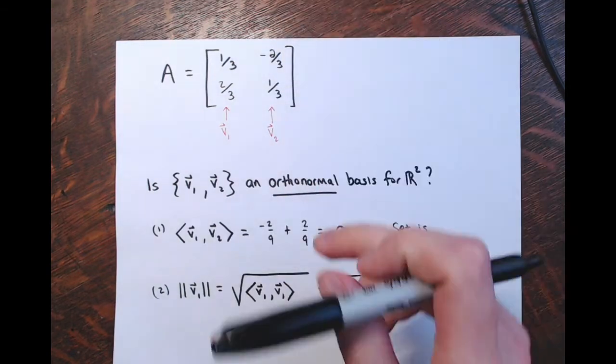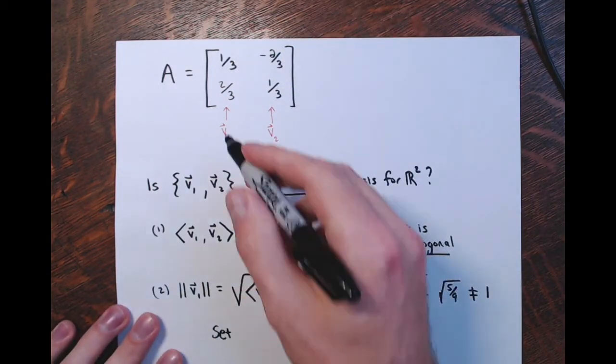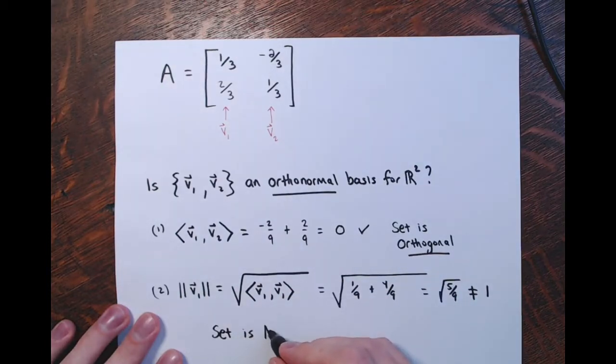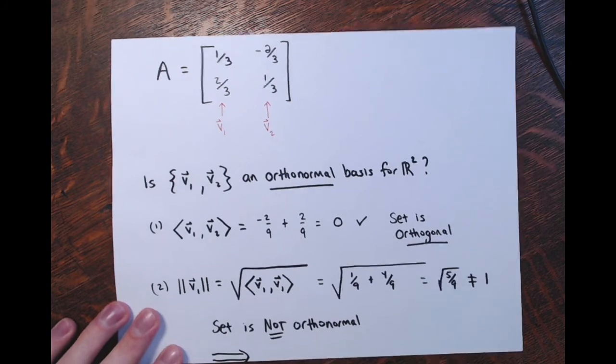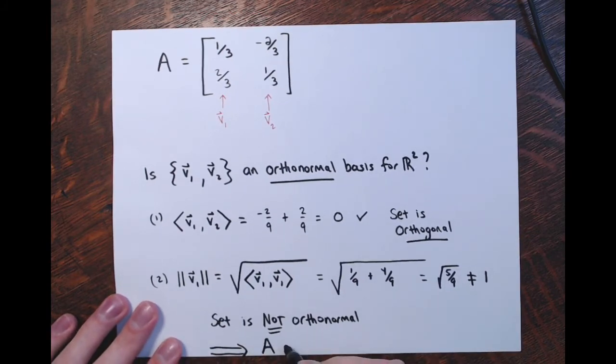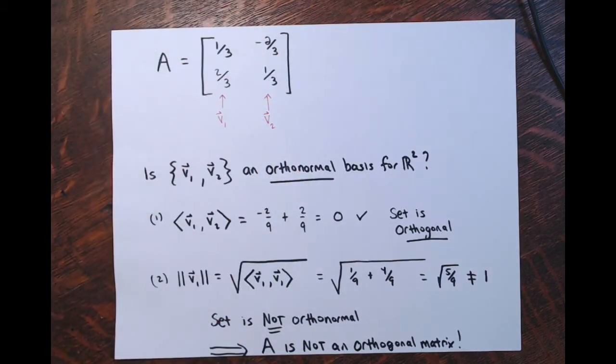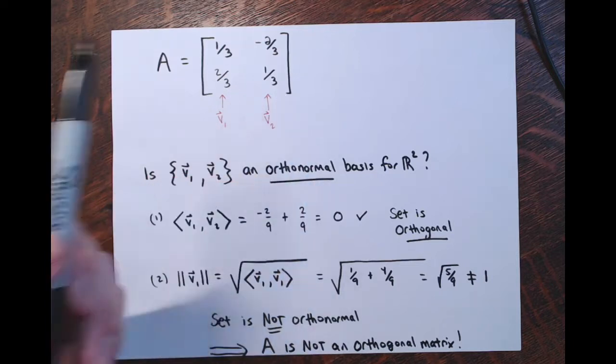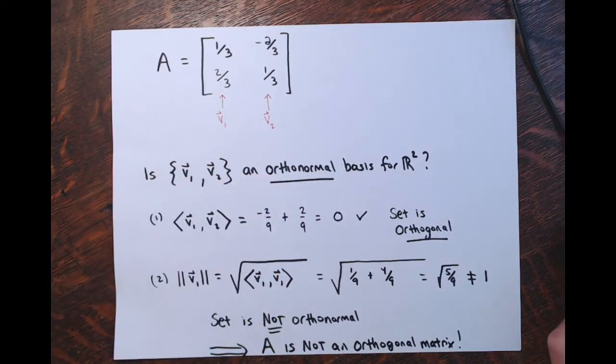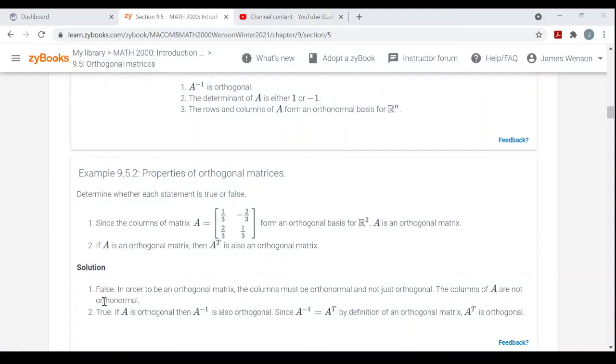So I don't even need to check vector 2, I don't need to check the second column. This set of column vectors is not orthonormal. And since that's the case, this matrix is definitely not an orthogonal matrix. Because in an orthogonal matrix, the column vectors will form an orthonormal set, and also the row vectors will form an orthonormal set. So this is a false statement, as you see here, number 1, false.